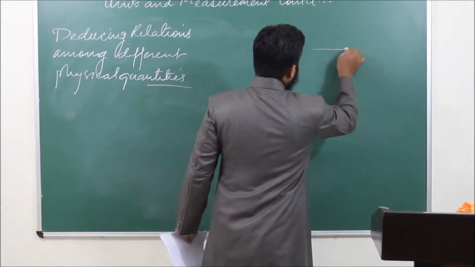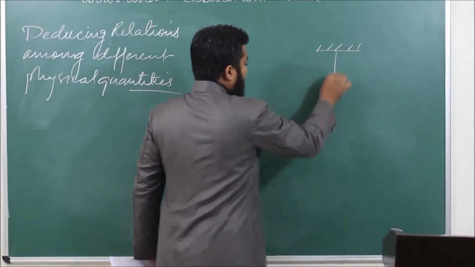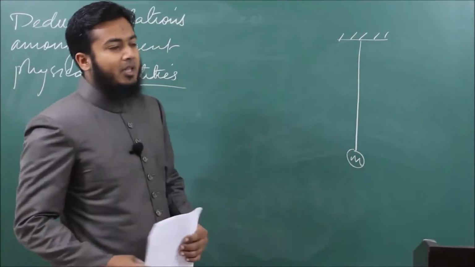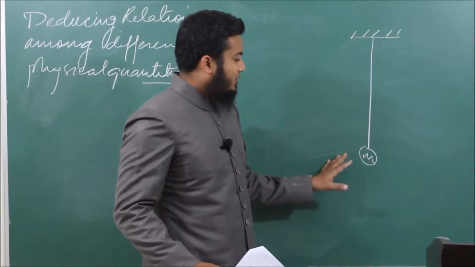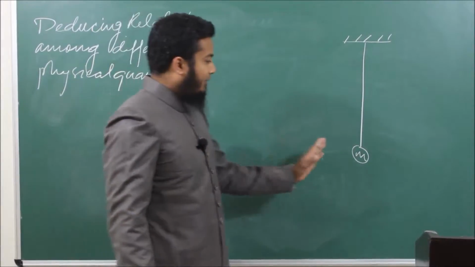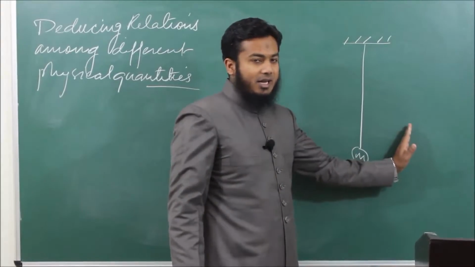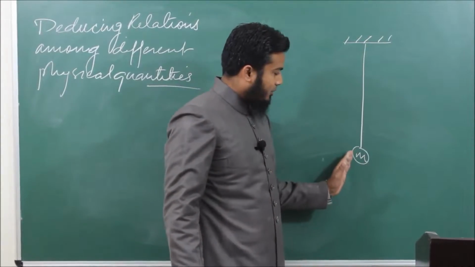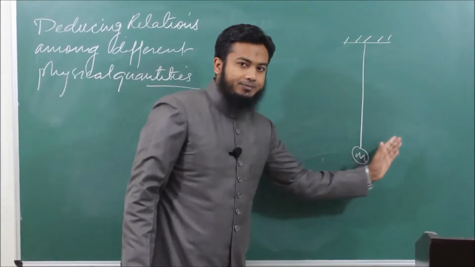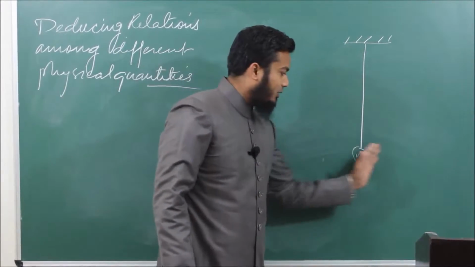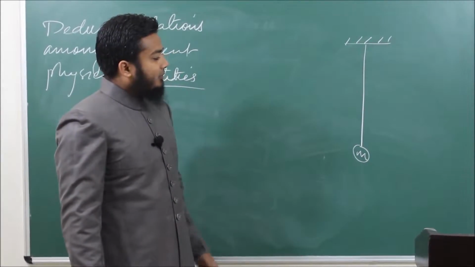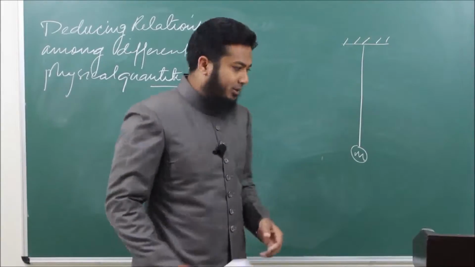We know if a mass is suspended with the help of a string, say this is a small mass m, and it is suspended with the help of a string, this system is called a simple pendulum. If I displace this mass slightly from this position and release it, the mass will oscillate. This will perform a periodic motion. So this is called a simple pendulum. Now we have to find the time period. Now what will be the time period?